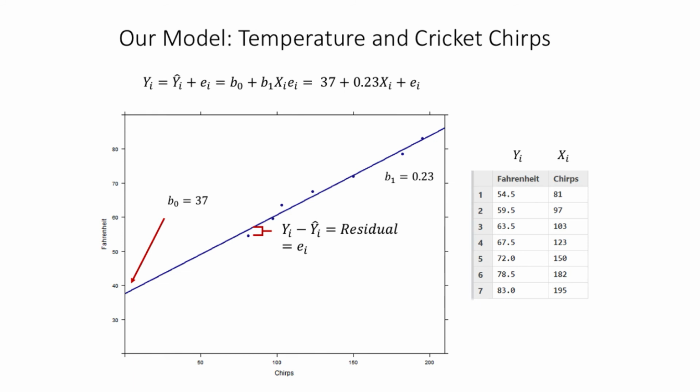And so in this case, the intercept is 37 degrees Fahrenheit. So when x equals 0, the expected mean temperature is 37 degrees Fahrenheit. Then we have this rise over the run. So for every 1 unit increase in the number of cricket chirps per minute, the expected mean temperature will increase by 0.23 degrees Fahrenheit. And then we have this leftover stuff, the residuals.